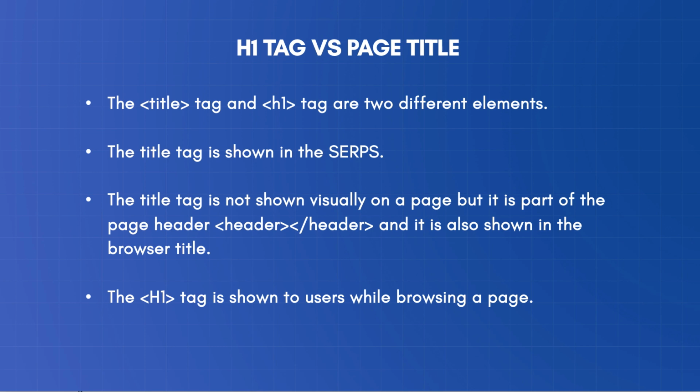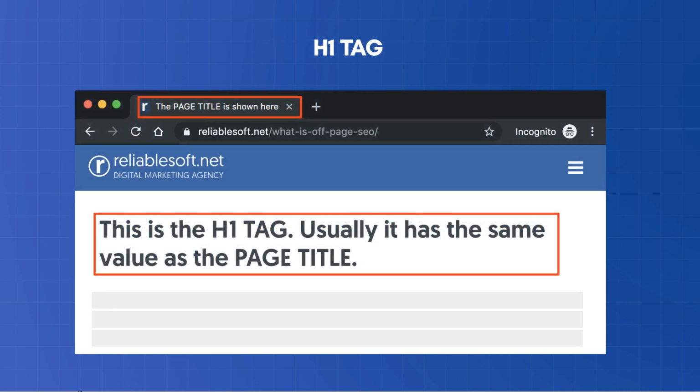Before we proceed, and to avoid any confusion, the H1 tag should not be confused with the title tag. They are two different page elements. The title tag is shown in the search engine result page, but the H1 tag does not. The title tag is not shown visually on a page, but it is part of the page header, and it is also shown in the browser title. The H1 tag is shown to users while browsing a page. Look at the following image to understand the difference between the two.